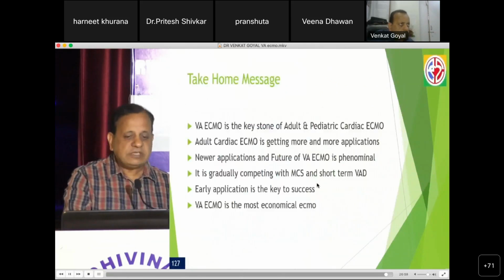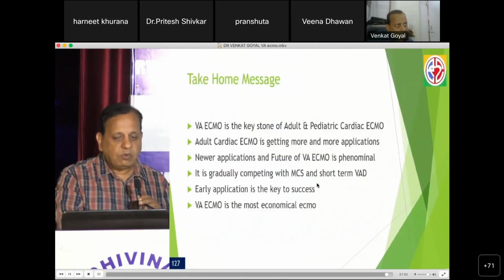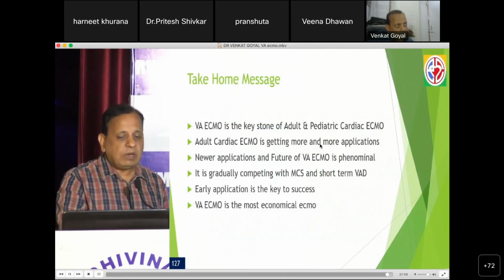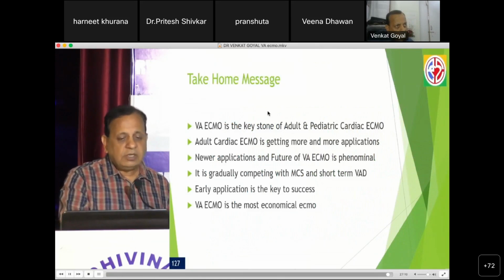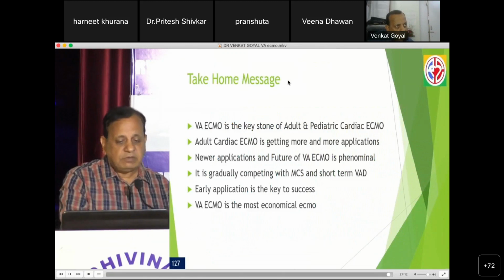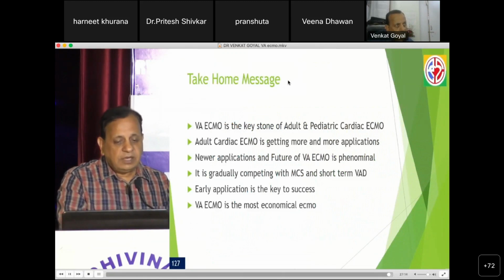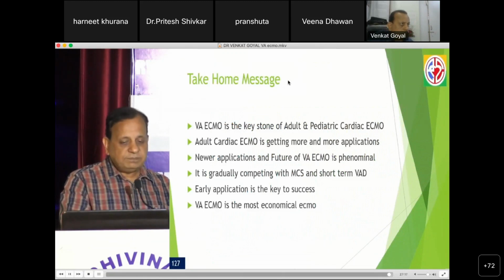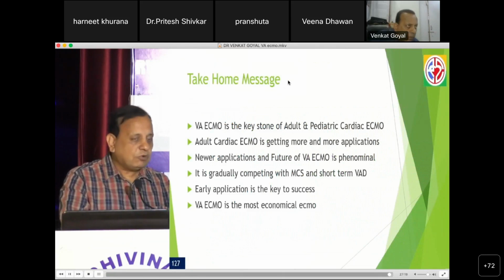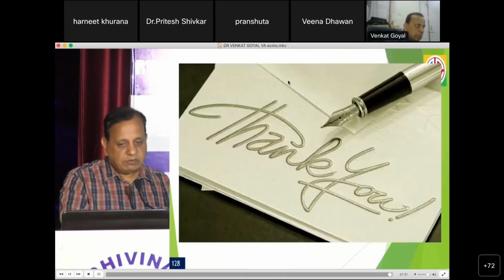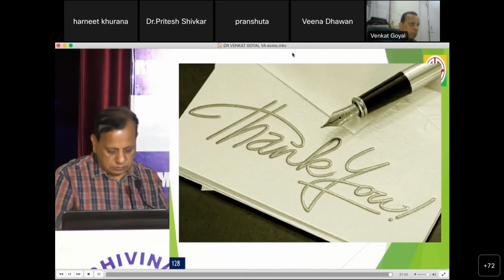And the take-home message is that VA ECMO is the keystone of adult and pediatric cardiac ECMO. Adult cardiac ECMO is getting more and more applications. Newer applications and feature of VA ECMO is phenomenal. It is gradually competing with MCS and short-term VAD. Early application is the key to success. And VA ECMO is the most economical ECMO because it is a short run of ECMO.